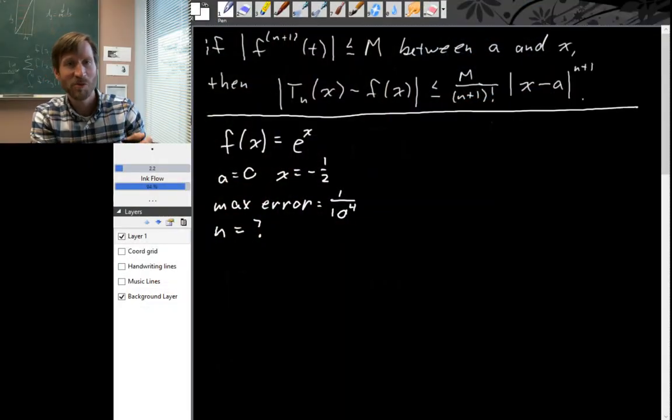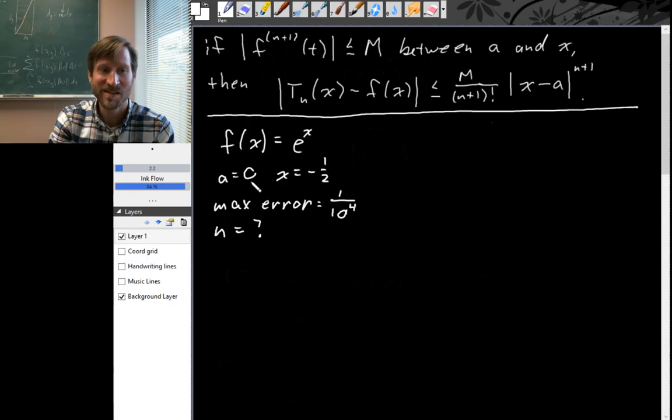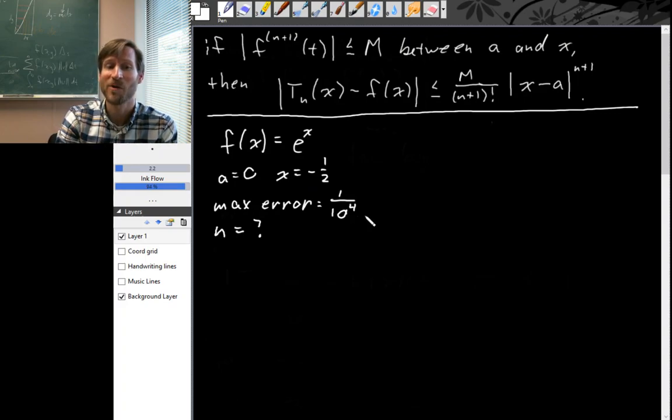All right, use number 3 for the Taylor polynomial error bound. This time we're going to work with the function e to the x, and our base point is at 0, and the x value that we're going to use is minus a half. And let's say that I don't know what order I want to use, but I do know the maximum error I want is 1 over 10 to the 4th. So an error of no more than 1 in 10,000.